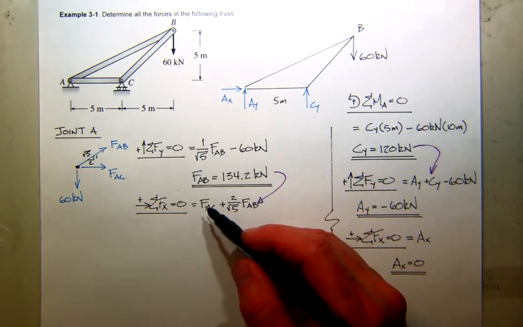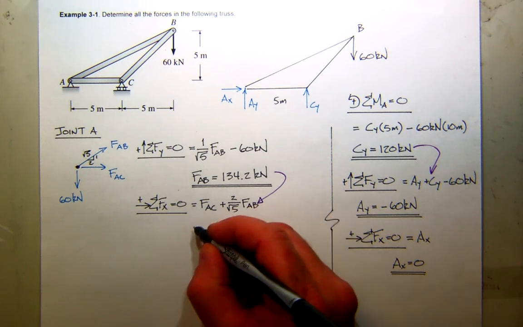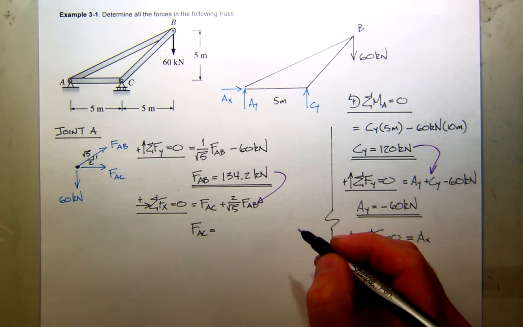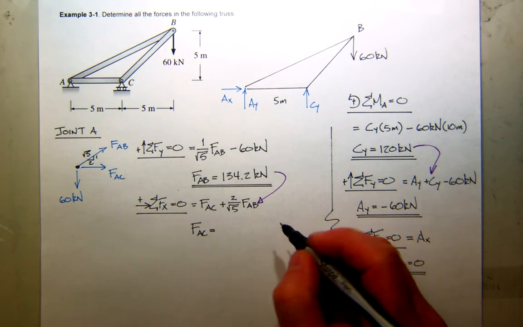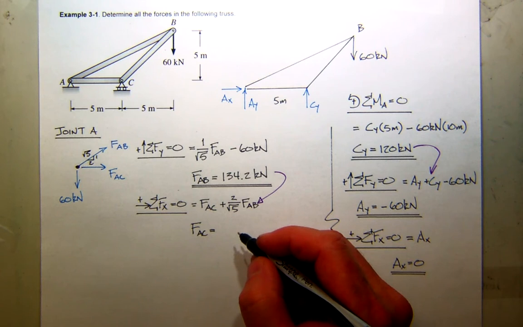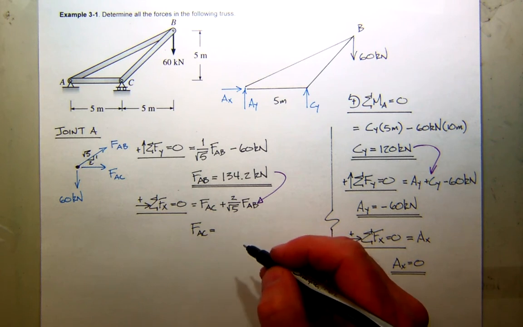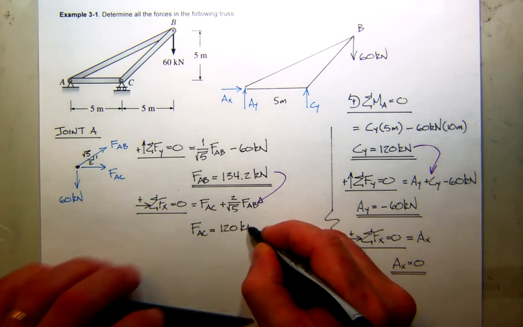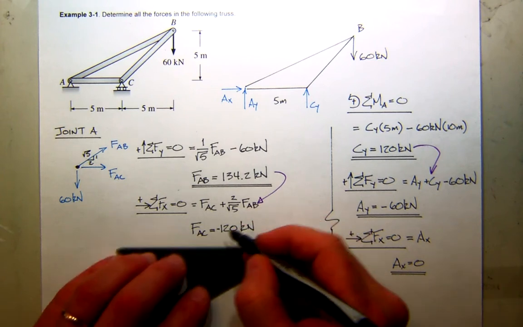AC is positive, so when I solve for AC, what should I get? Negative. So what is that value? I want to say it's going to be 120? 119.8. Yeah, 120. And it's negative.